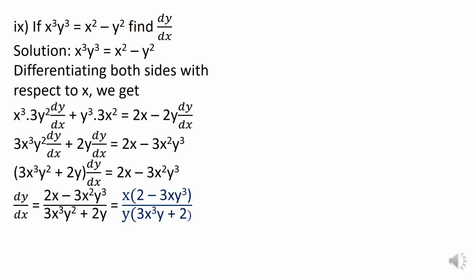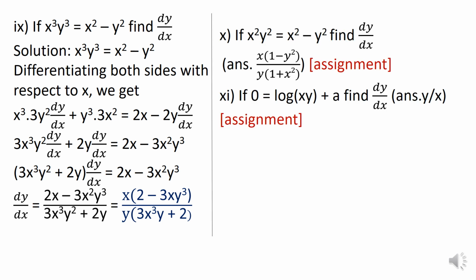We can take x common and y common in the numerator and the denominator respectively and get our final answer. These two sums can be done by you as an assignment. I have written the answers in the bracket for reference.